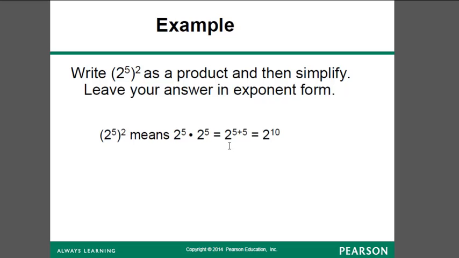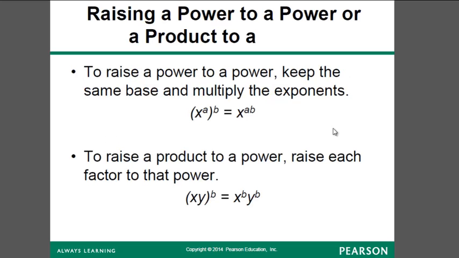The reason I'm showing you this is it's going to lead us into our next rule, which is the power rule. When we have a power raised to a power, what we're going to do is multiply the exponents, such as here. X raised to the a, all raised to the b, is equal to x to the ab.